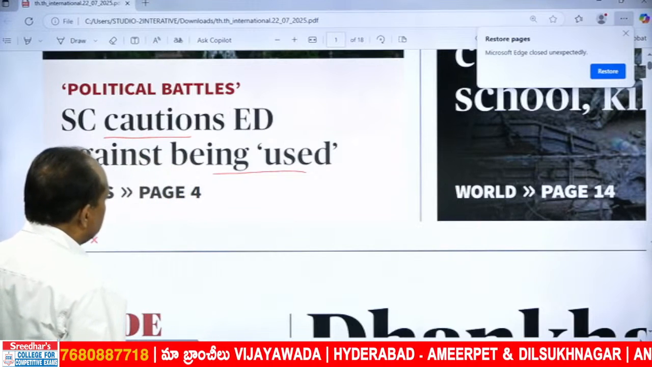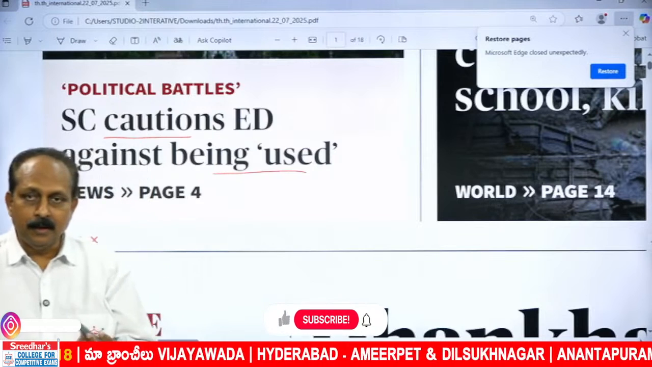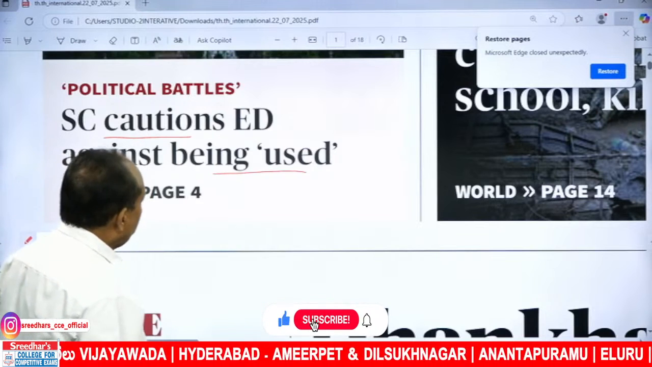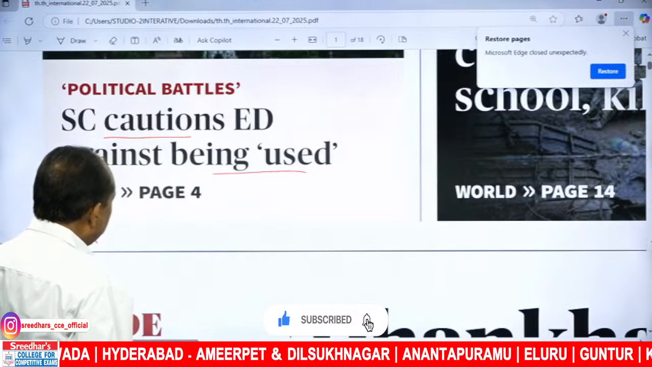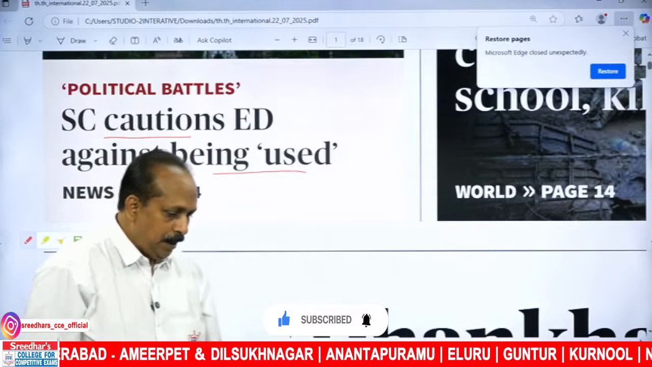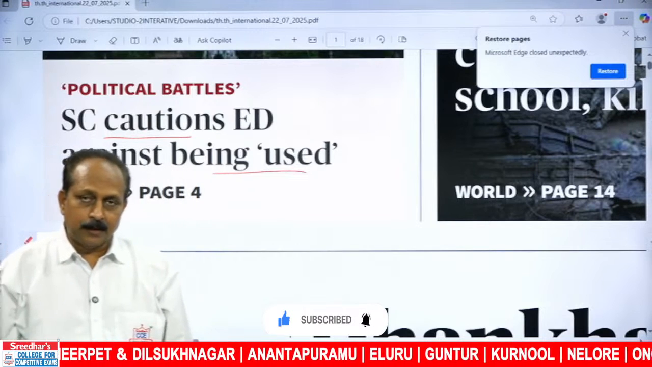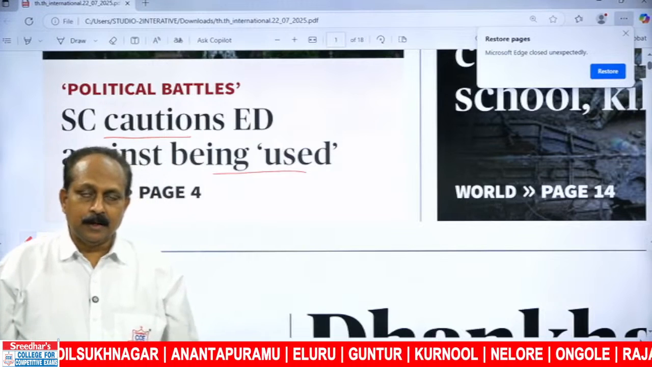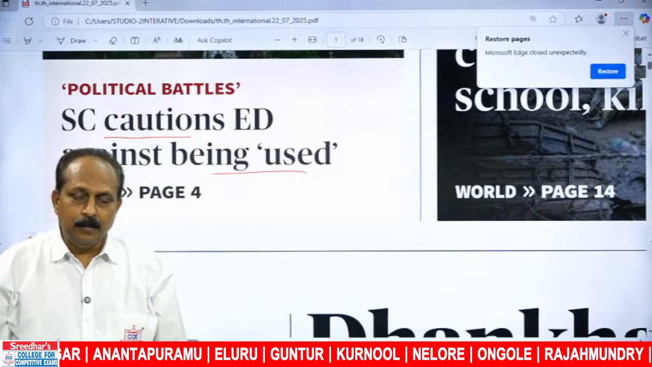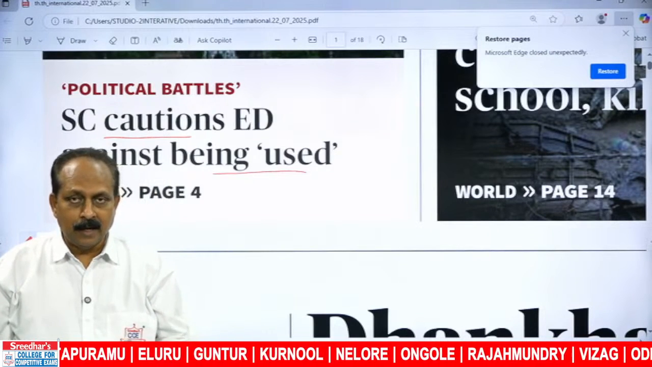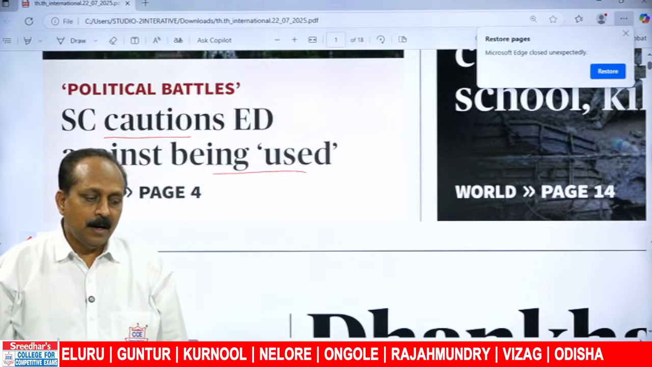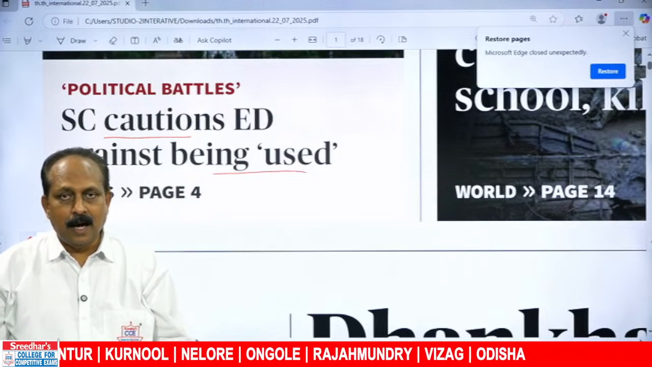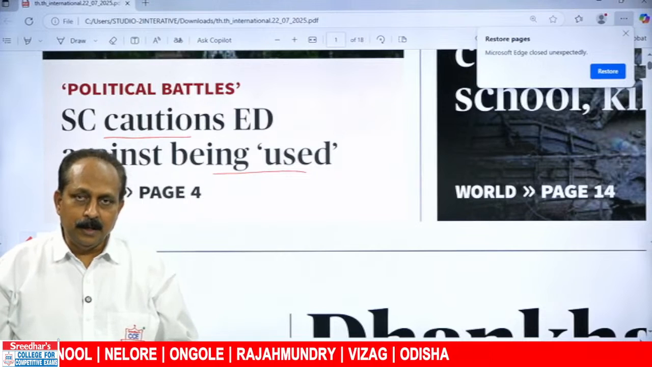Supreme Court caution, a word of caution, a standard expression. Enforcement Directorate against being used. In a way, it is telling the Enforcement Directorate, you're being used by the center and better you be careful. Reading between the lines, that's what you have to understand. And as such, as a casual reader, there's nothing to learn.